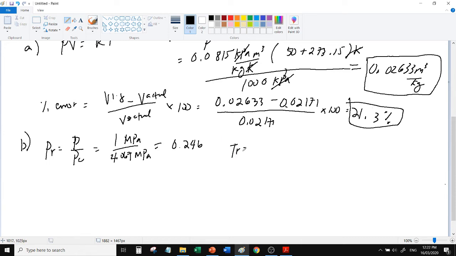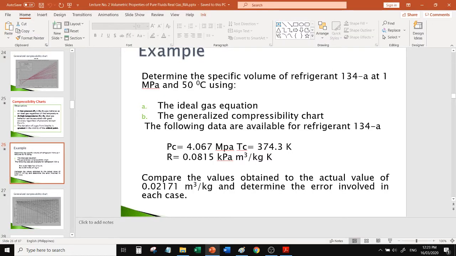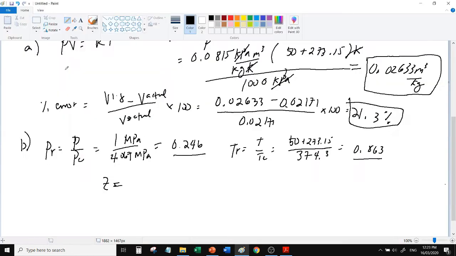For the reduced temperature, diba, it's the given 50 degrees Celsius plus 273.15 divided by the given critical temperature. So, the reduced temperature is 0.863. Okay. So, using these values, let's read the Z from the compressibility chart. Anong value? 0.246 siya, 0.863.